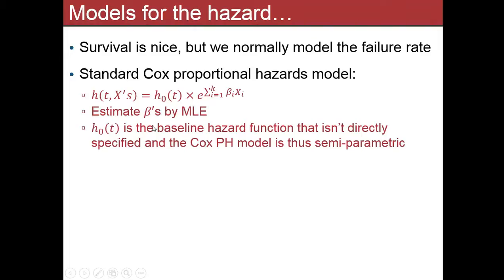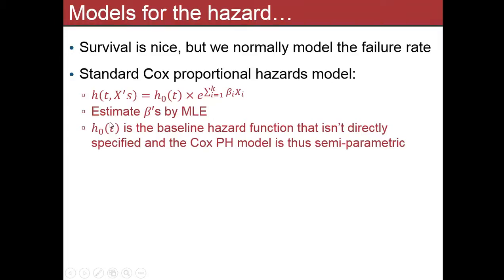And then, as I just said before, we have this thing called the baseline hazard function, h naught of t, and it's not directly specified. It's just kind of estimated using a Kaplan-Meier-like approach. And it describes the hazard over time for the baseline group, the group where all the x's are zeros. That's really what the baseline hazard function is. If you made a Kaplan-Meier curve for the people that have x equals 0 for every x, you would get the baseline hazard function.